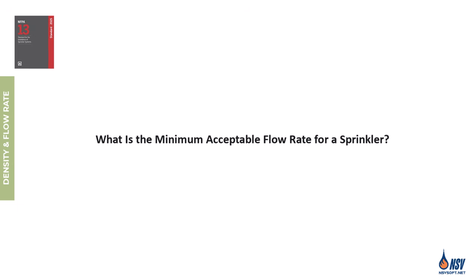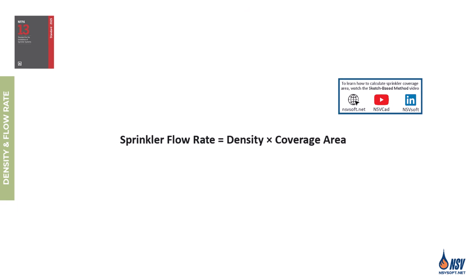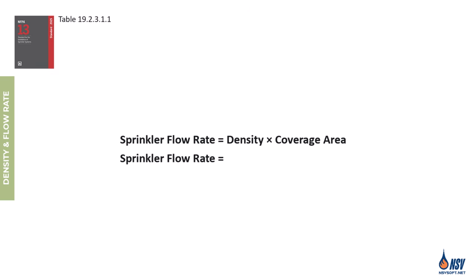One of the most fundamental applications of density in sprinkler system design is answering a critical question: what is the minimum acceptable flow rate for a sprinkler? To find the answer, we simply multiply the required design density, as specified in NFPA 13, by the coverage area of the sprinkler. For example, in an ordinary hazard group 2 occupancy, NFPA 13 requires a density of 0.2 gallons per minute per square foot. If a sprinkler covers 100 square feet, the discharge flow rate must be 20 gallons per minute. This ensures that each sprinkler delivers the minimum amount of water needed to meet the hydraulic demand for effective fire control.